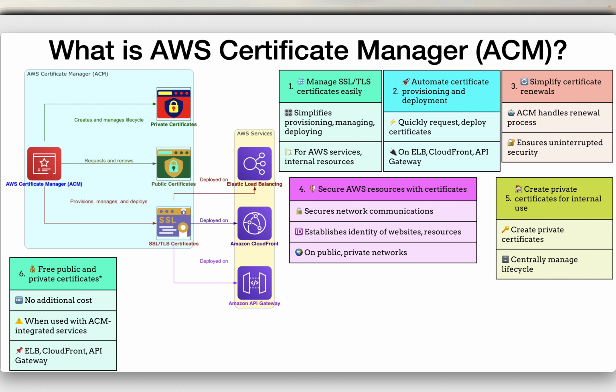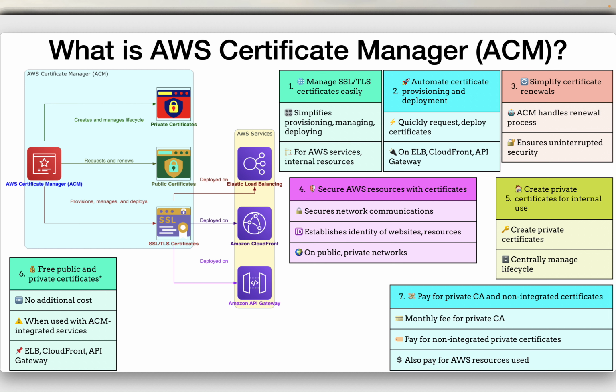Public and private SSL TLS certificates provisioned through ACM and used exclusively with ACM integrated services such as Elastic Load Balancing, Amazon CloudFront and Amazon API Gateway are provided at no additional cost. You pay a monthly fee for the operation of each private certificate authority CA until you delete it, and for the private certificates you issue that are not used exclusively with ACM integrated services. You also pay for the AWS resources you create to run your application.